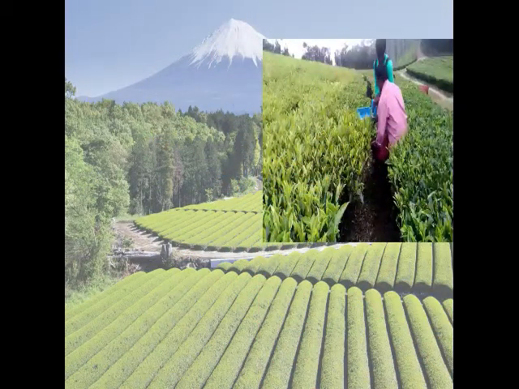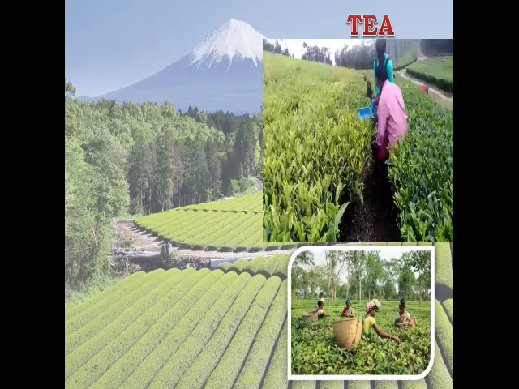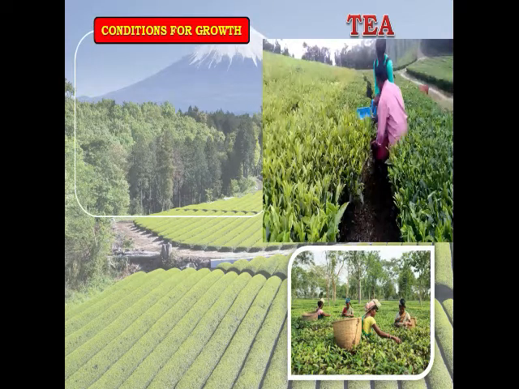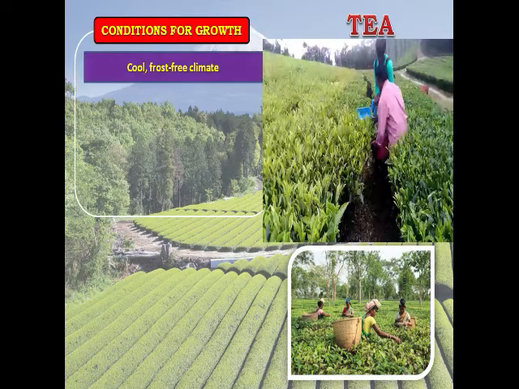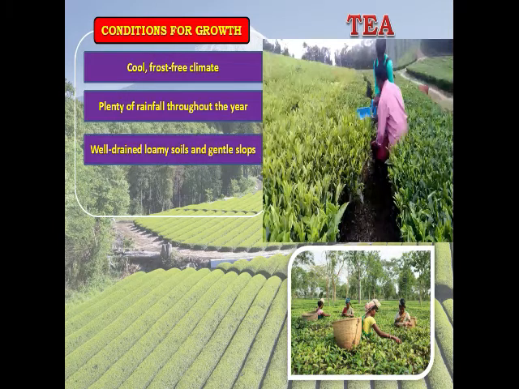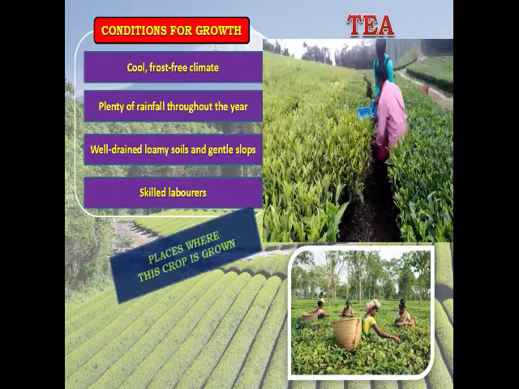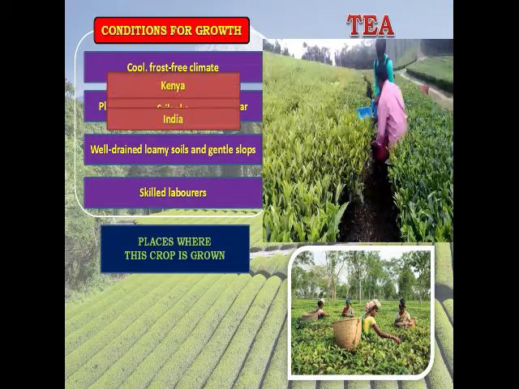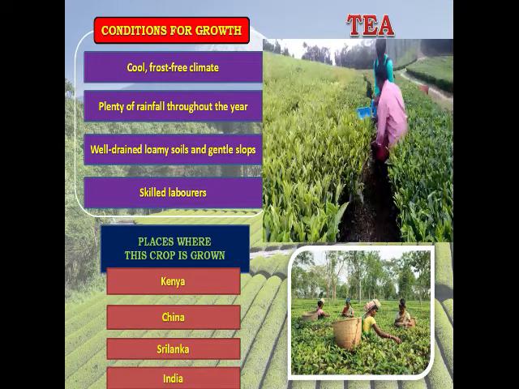And the next one is tea. What are the conditions for the growth of tea, children? That is a cool, frost free climate and plenty of rainfall throughout the year, and well drained loamy soils on gentle slopes and skilled labor. And the places where this crop is grown: Kenya, China, Sri Lanka and India. And let's see a small video about the tea leaf making. That means the tea process.